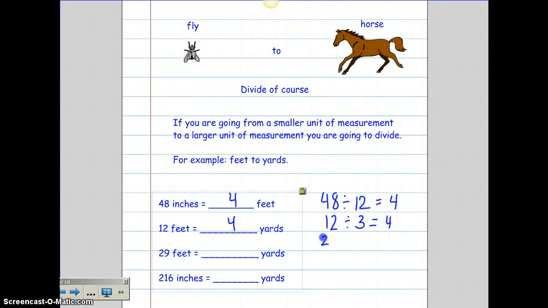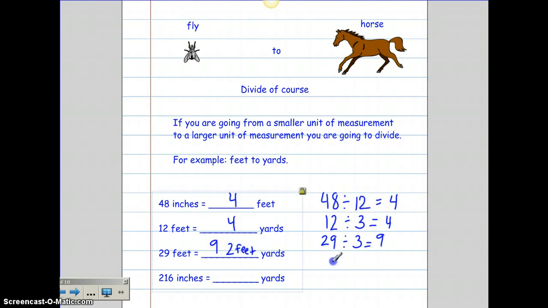Let's go on to 29. Now 29, it gets a little complicated. How many times can I do 3? Because there are 3 feet per 1 yard. How many times can 3 go into 29? Well, that's 9 times, but you're going to have some feet left over. So it's 9 yards with 2 feet left over. So you can make 9 complete yards and have 2 feet left over.